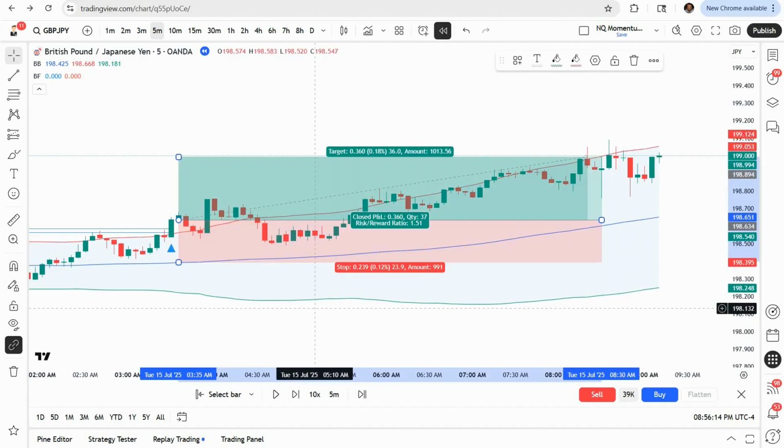And just like before, it takes a little while, but we eventually push our way up, getting us to our take profit once again.